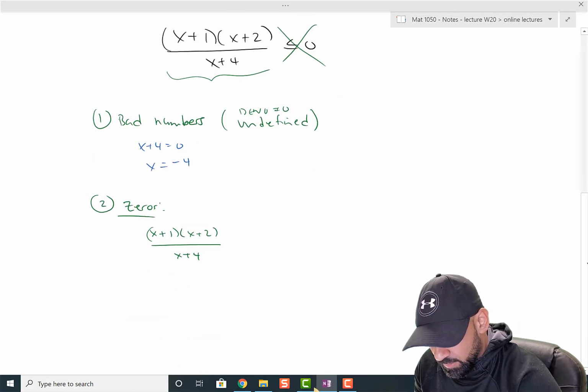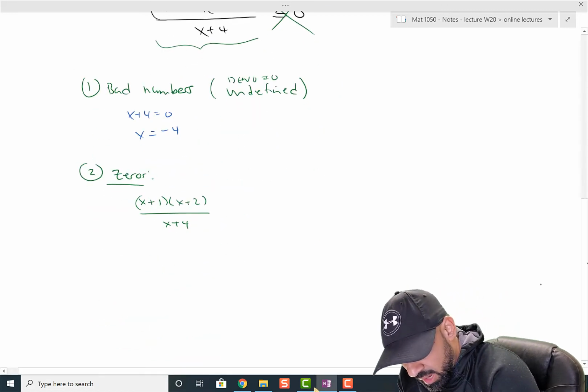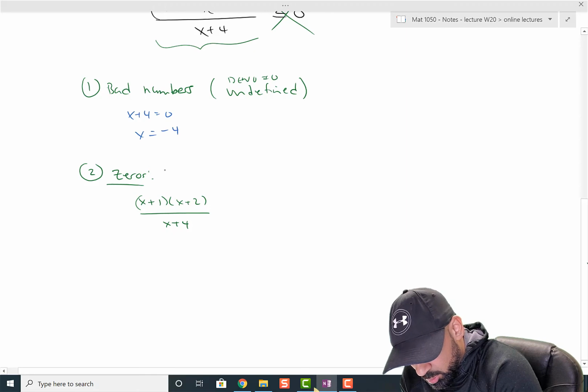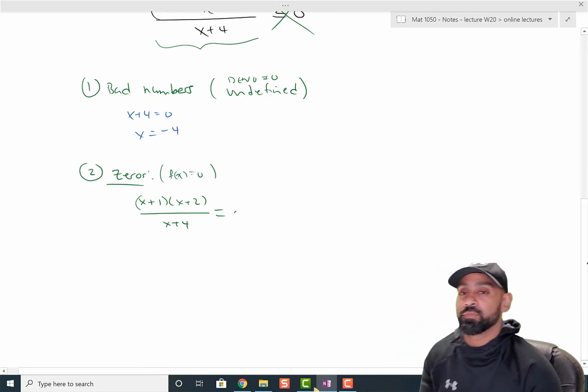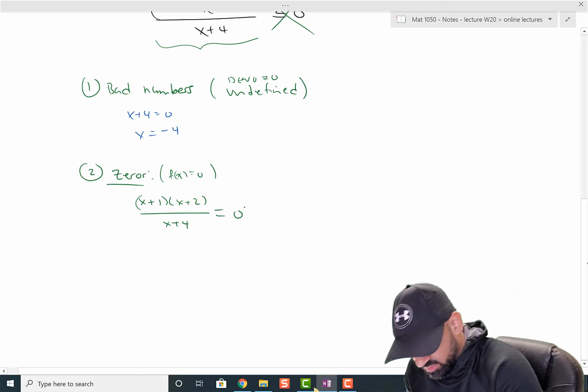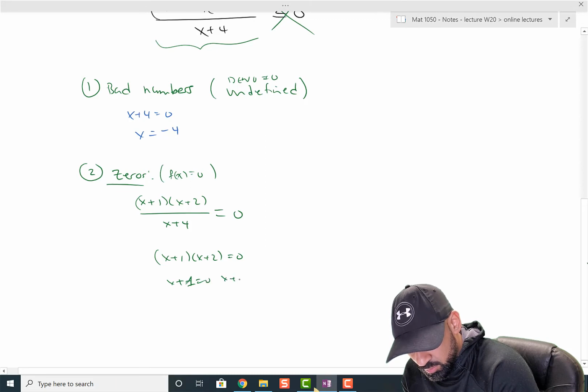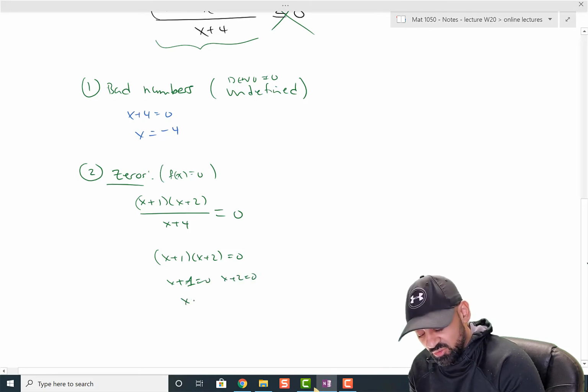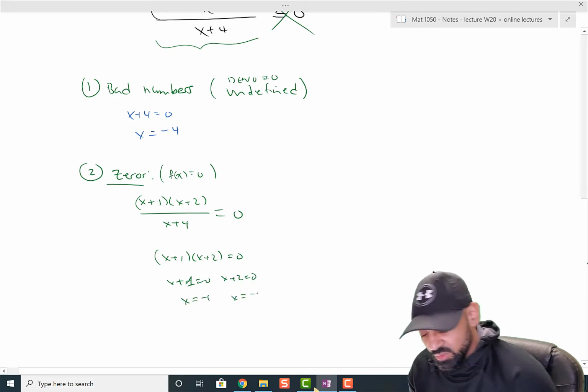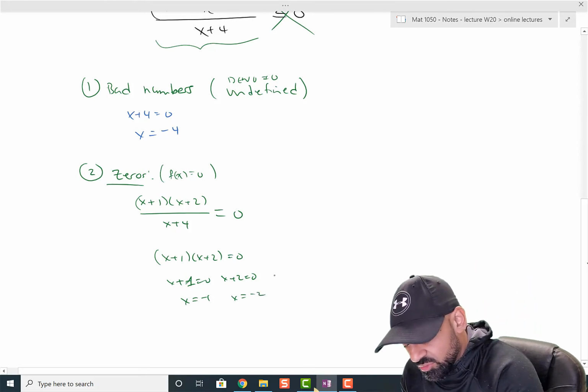So here we go. I want to know when this thing is equal to 0. So I'm going to set this function equal to 0. Boom. Solve. Well, you clear the fraction. That's easy. Set each one of these equal to 0. Boom, boom, boom. And x equals -1, x equals -2. So now we have two things.